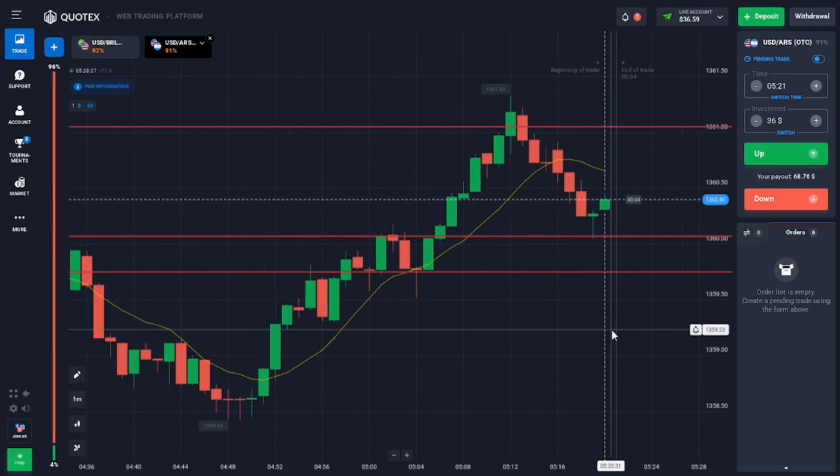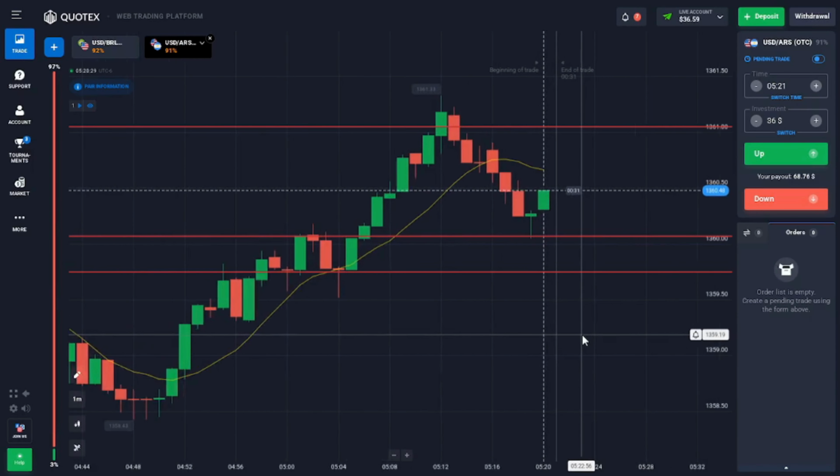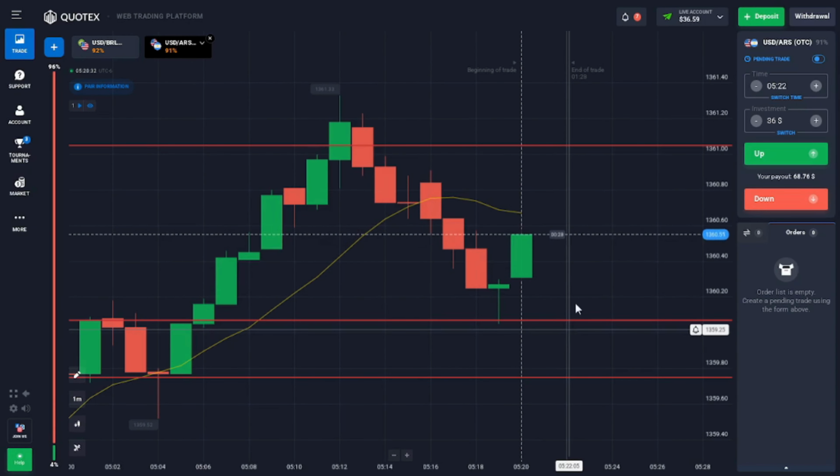And the buyers have taken an entry. So we have to wait a little, and after this candle, I have to place a trade on the next one.